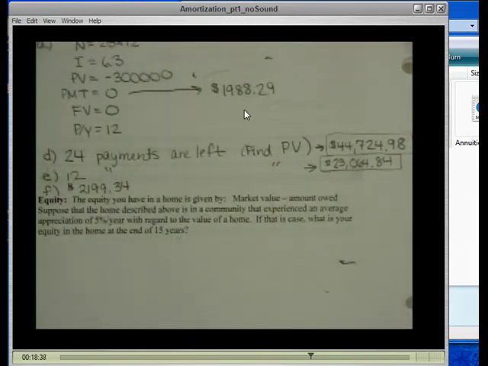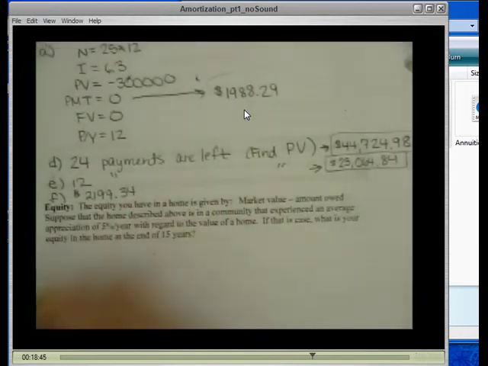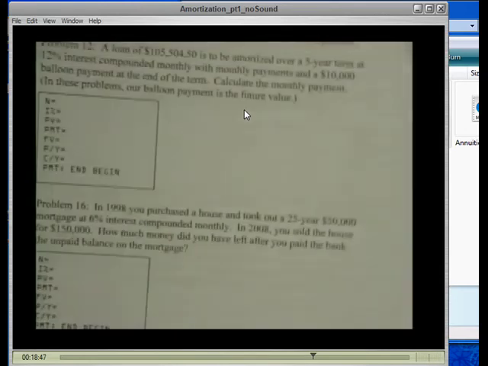Okay, and then part G said do the amortization schedule, and we did that at the beginning actually. And I just said we really don't have time for equity, so we're going to skip that.